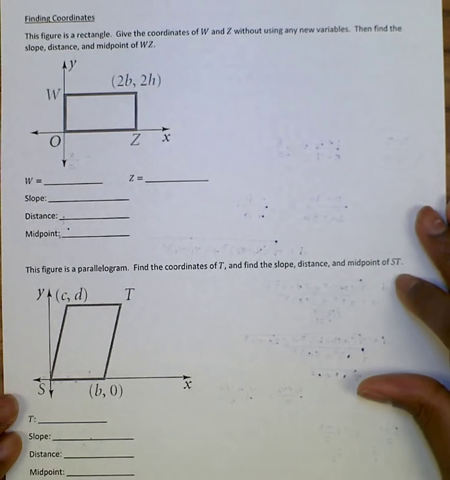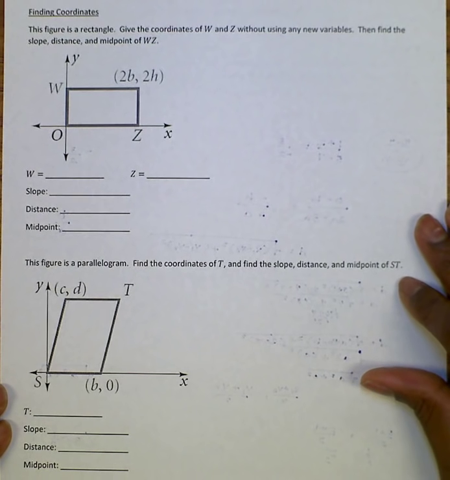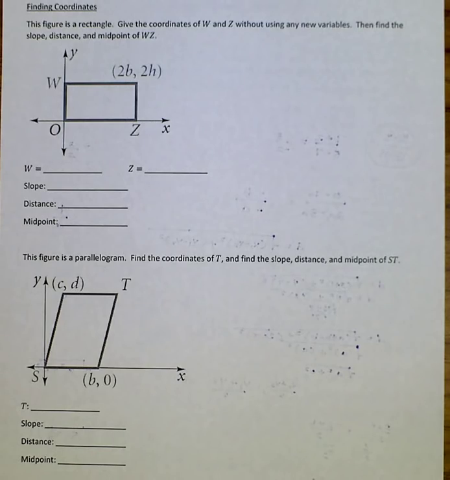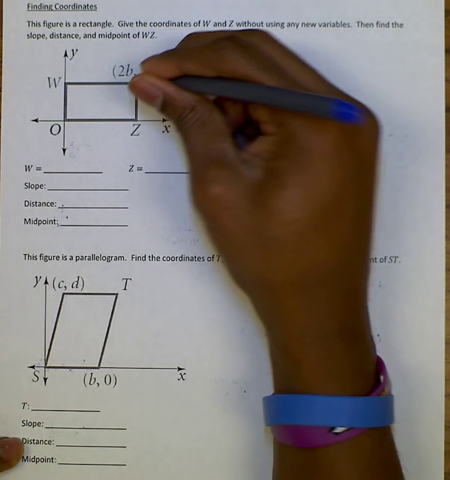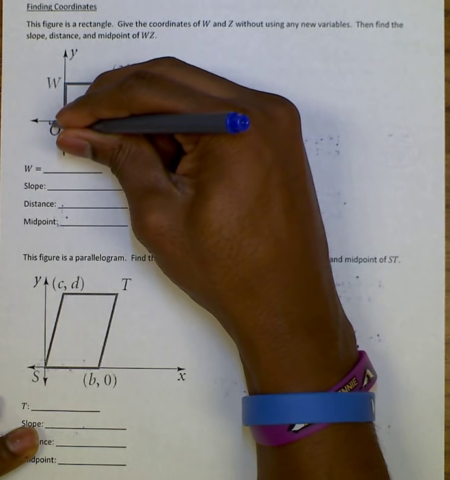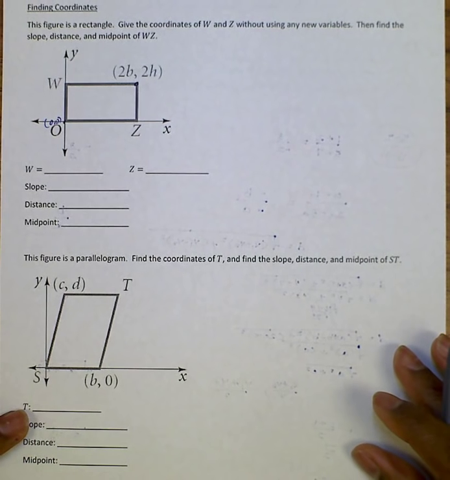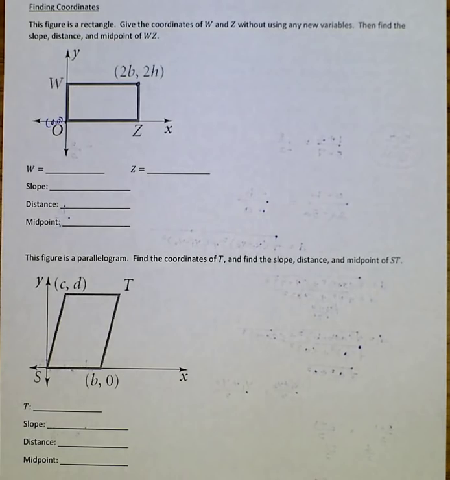Alright, let's look at some more tangible examples. Alright, this figure is a rectangle. Give the coordinates W and Z without using any new variables. Then find the slope, distance, and midpoint of WZ. Alright, so really, we have 2 points where we're given values. This point here, 2b and 2h, and this point here, which is 0, 0. Okay. Now that helps us out in the sense that we have some things to start with since they told us not to use any new variables. We have 2 variables. We have b and we have h.